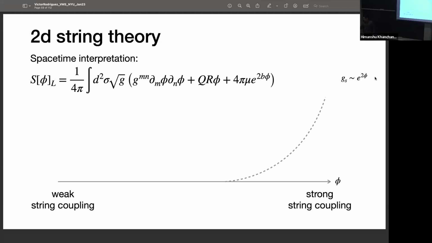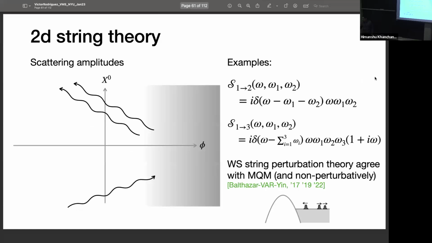Okay, and then the on-shell states are just massless states that come in, interact here where the string coupling is non-vanishing, then bounce off this potential wall and go back to the asymptotic region. So that's how we think about 2D string theory, Liouville field theory.